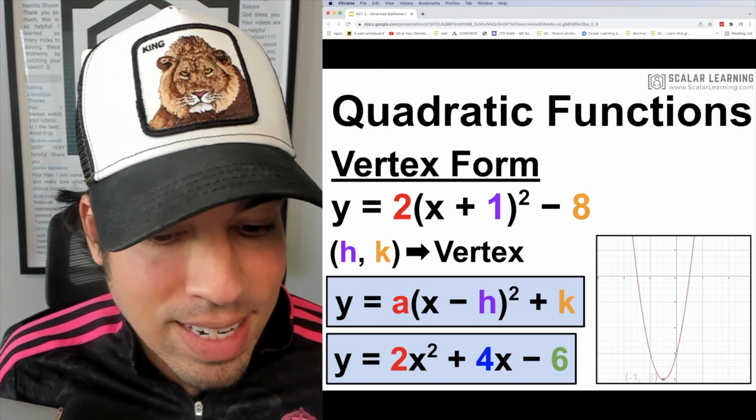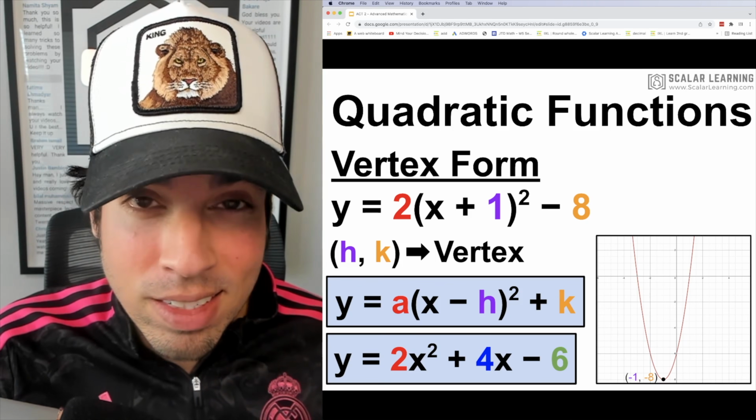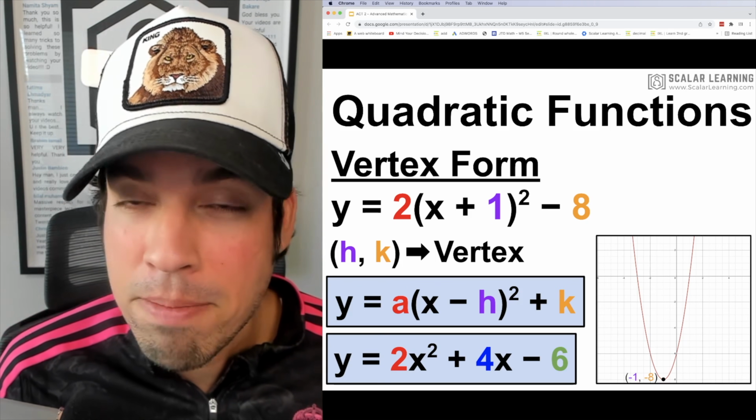So the vertex is at -1, but -8 also. So for the y value, it is whatever it is in the equation. There's a minus there, so it's a -8.